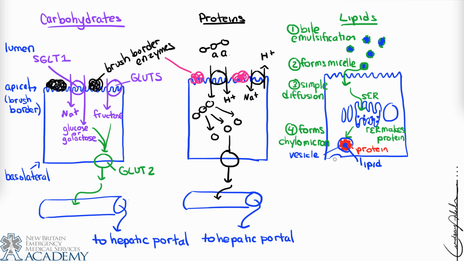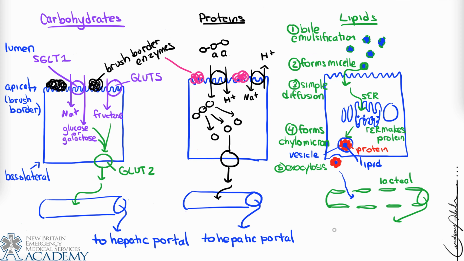And eventually the vesicle will fuse with the basolateral surface of the membrane. So we'll get exocytosis of that chylomicron. And the chylomicron is kind of big, so it doesn't have the ability to be taken up into a capillary. Instead, it's going to be taken up into a lacteal. You could think of a lacteal as something similar to a sinusoidal capillary, where we have significantly large gaps in between the cells that make up the vessel. And so it's very easy for a bigger structure to move between the cells into the vessel.